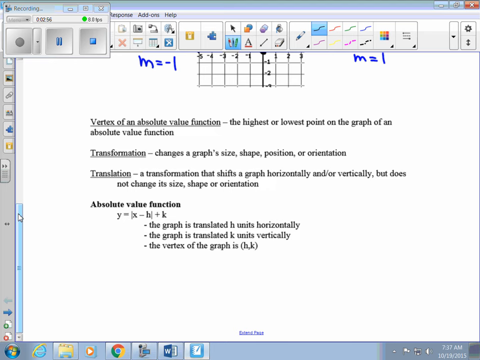The absolute value function is y equals the absolute value of x minus h, plus k, where the graph is translated h units horizontally, the graph is translated k units vertically, and the vertex of the graph is (h, k). So that's the big part here. The vertex is h comma k. So now notice here you have a negative sign inside there, so it's going to be kind of the opposite of whatever the h is, and then whatever k is.